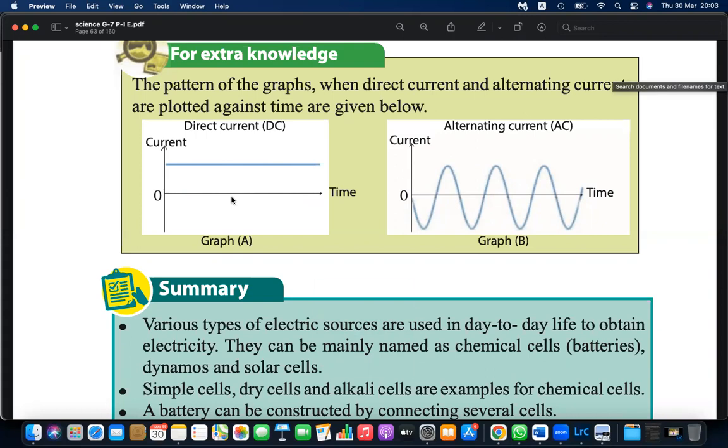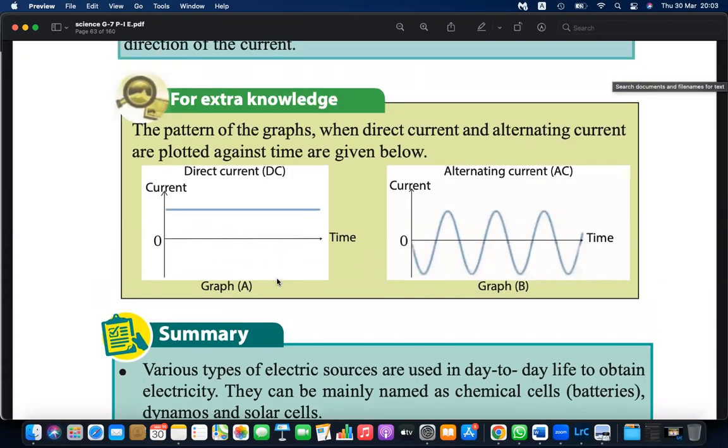Last day we finished our electricity lesson, and now what we need to do is discuss the summary as well as the questions. I hope you have done the questions. And one thing that is given for your extra knowledge is the DC and AC current. What is direct current and what is alternating current?